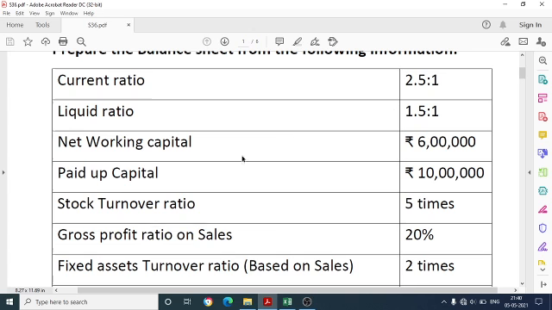So in current assets you will get inventory and debtors, and I think the remaining value, or the balancing figure, we can consider as cash balance.